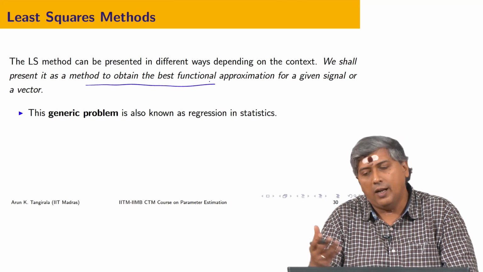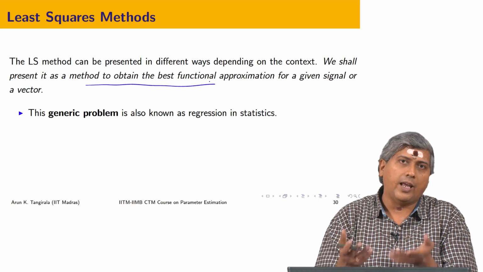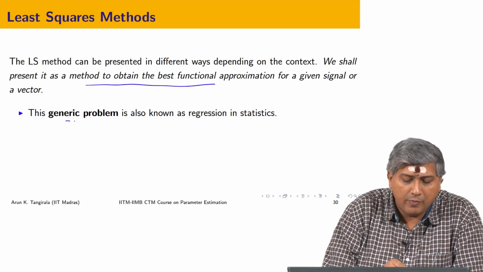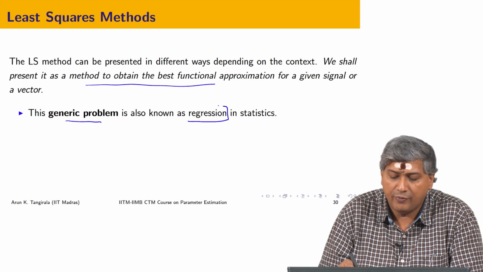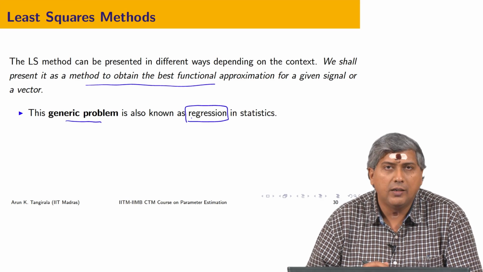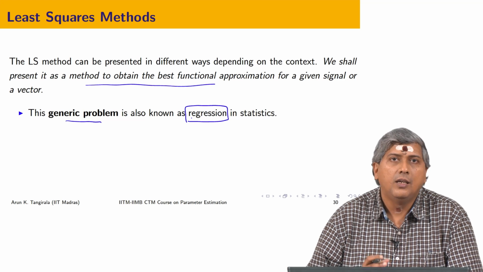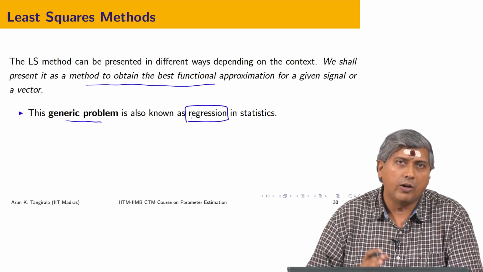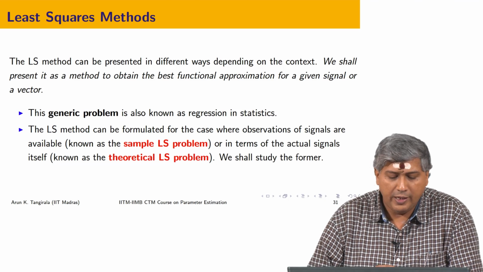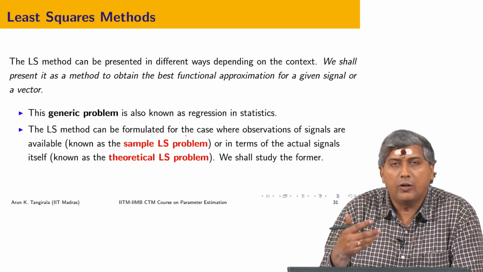When we say signal, it is not a single observation, it is a collection of observations in time or in space, whatever the independent domain is. And this generic problem is also known as regression in statistics. At the moment we will keep the word regression. Depending on what kind of approximation we are seeking, we may run into a linear regression problem or a nonlinear regression problem. All right. So, the least squares method in general when presented is formulated for two different cases.